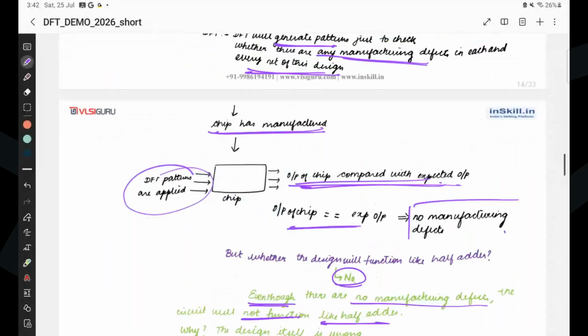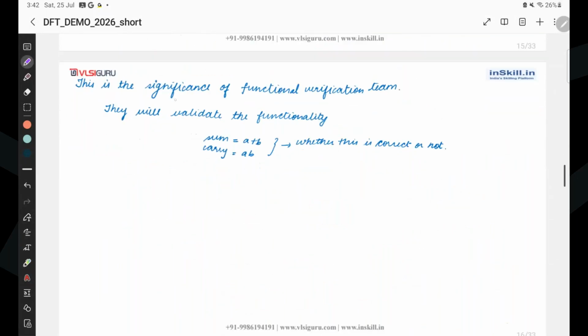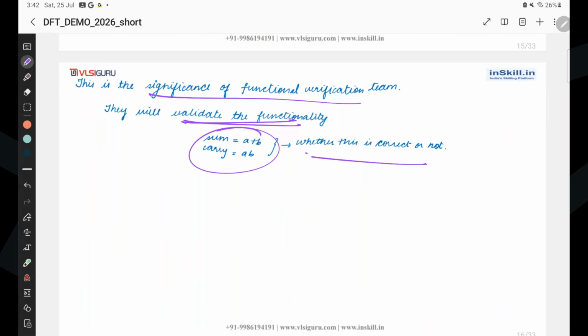At the design stage itself, it was wrong. Sum was written as A plus B. The design itself was wrong. So that is the significance of the functional verification team. They will be validating the functionality. Whatever is written here, sum is written as A plus B, carry is written as AB, whether this is correct or not, that is what will be validated by the functional verification team.